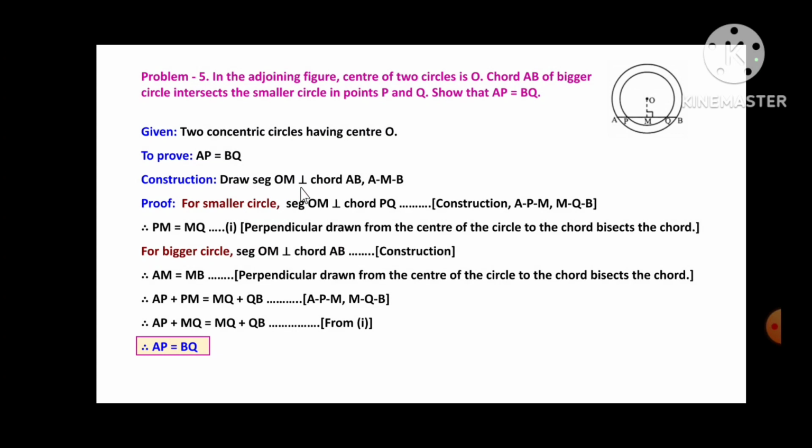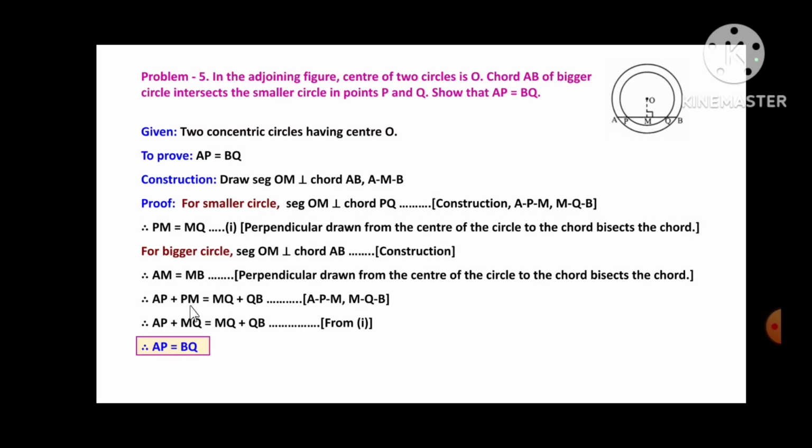Now draw OM perpendicular to AB. For the smaller circle, segment OM is perpendicular to PQ. Therefore, you can write PM is equal to MQ. A perpendicular drawn from the center of the circle to the chord bisects the chord. For the bigger circle, again OM is perpendicular to AB. Here we will get again AM is equal to MB, for the same reason: a perpendicular drawn from the center of the circle bisects the chord.